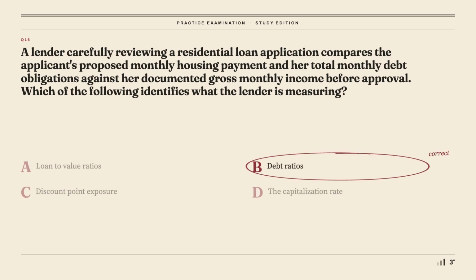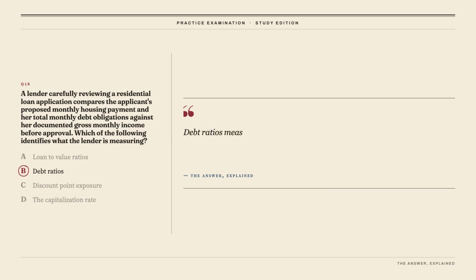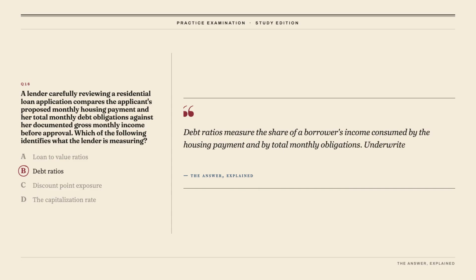The correct answer is B. Debt ratios. B is correct because debt ratios measure the share of a borrower's income consumed by the housing payment and by total monthly obligations. Underwriters use them alongside credit history and reserves to assess repayment capacity.